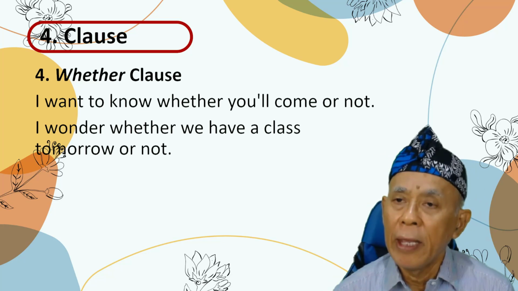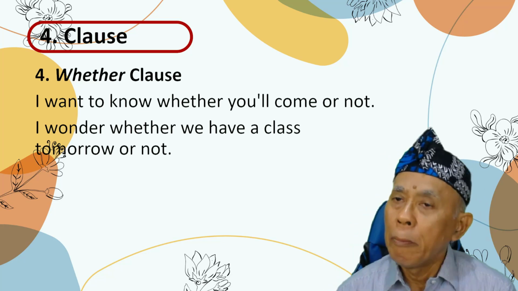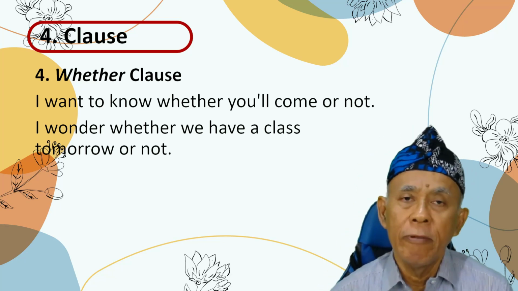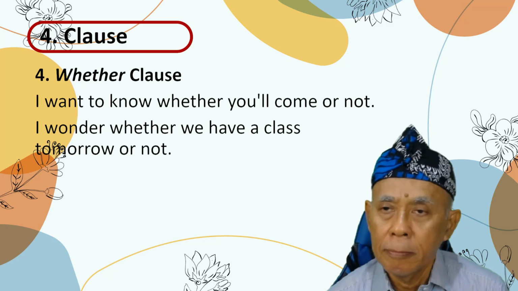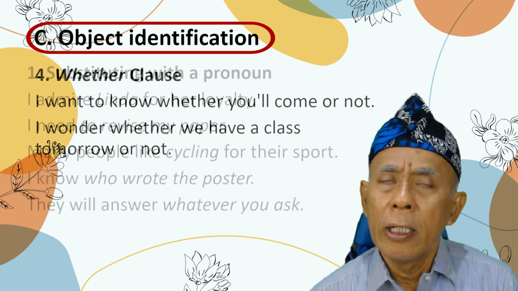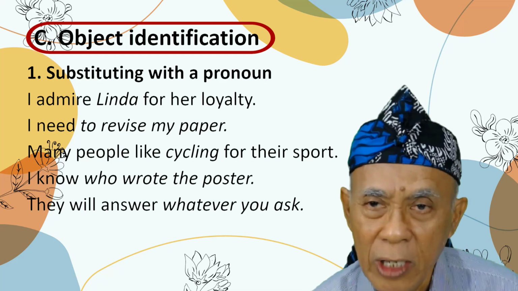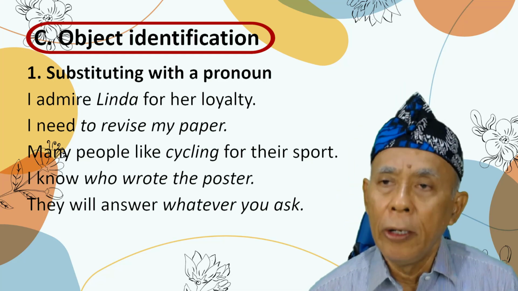So those are all the four types of clause which can become an object in a sentence. We have a that clause, a WH word clause, a WH word to infinitive, and a whether clause. Now let's see how we can identify whether a sentence element is an object or not.